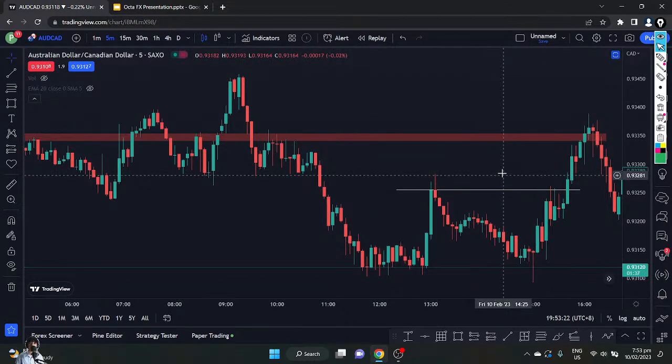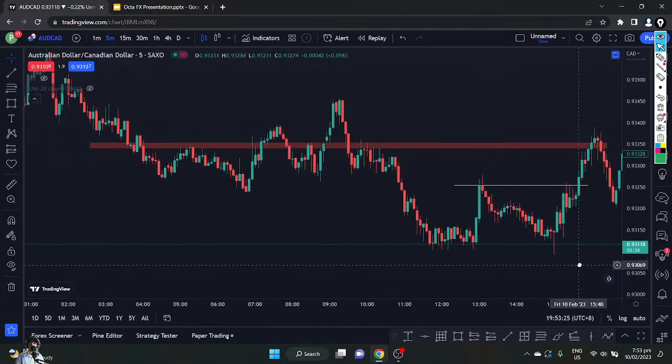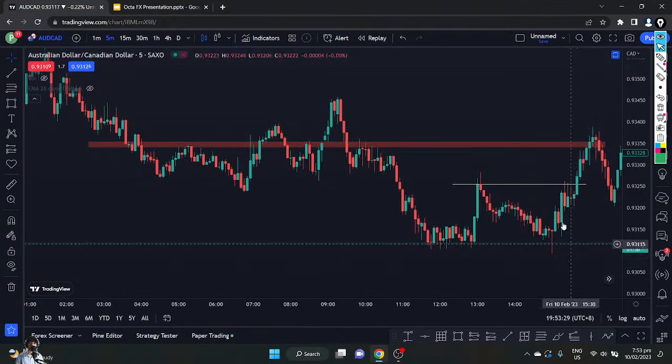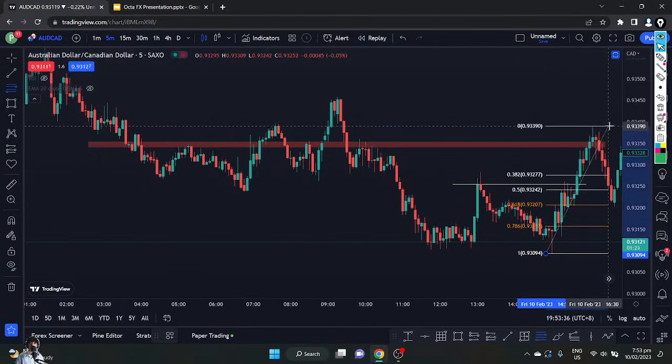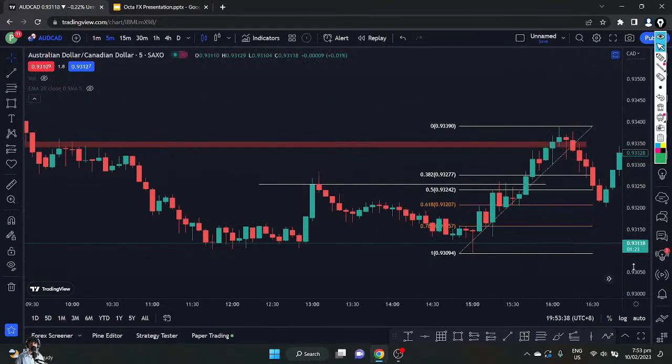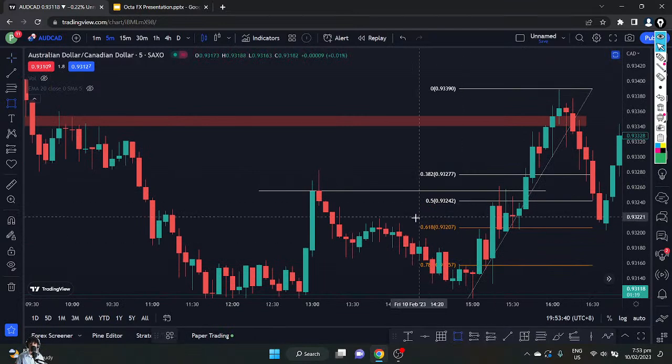So if you are a pullback trader, then you should be looking for an opportunity to buy once the price reaches either this previous high or our Fibonacci retracement. Okay, so in this case, we can see that the price reached our Fibonacci retracement here.